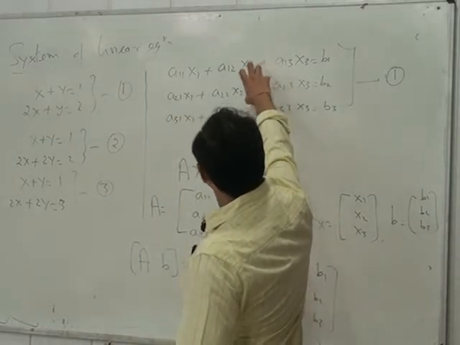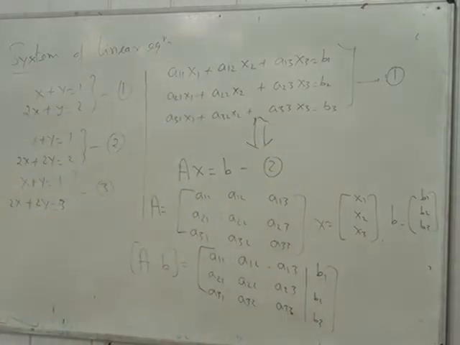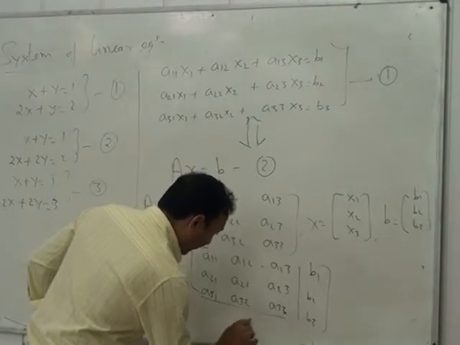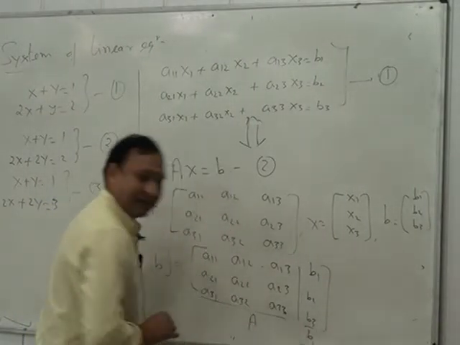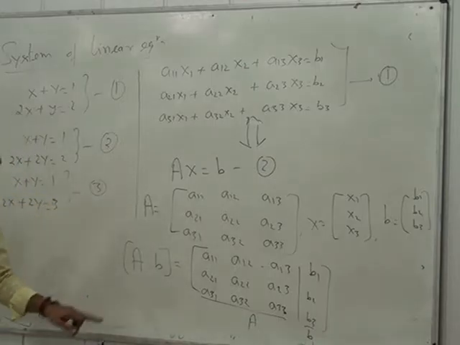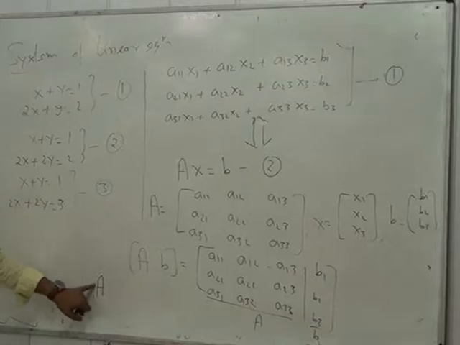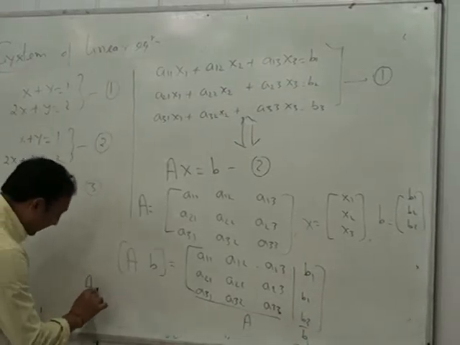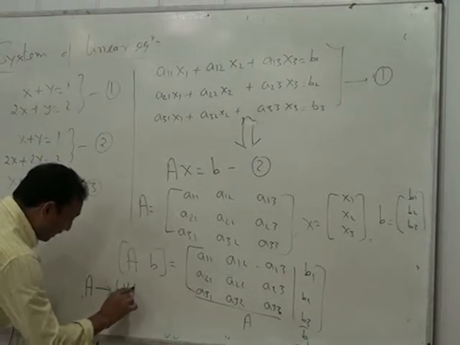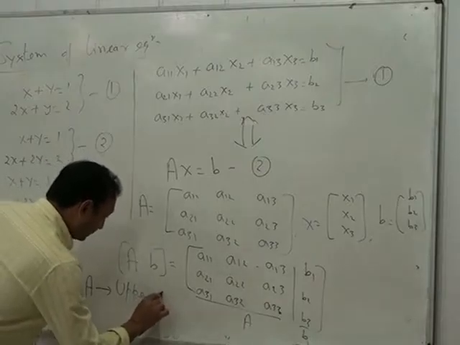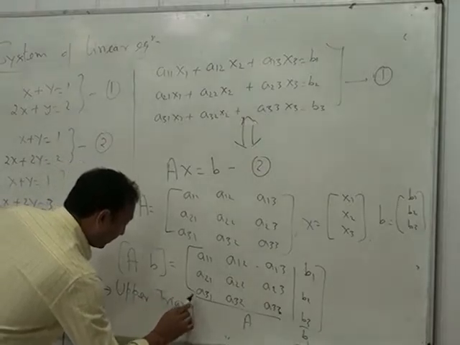So how do you solve this system of equations? Okay. Your idea is, this is my A and this is my B, correct? What I will do is transform this A to an upper triangular matrix. Upper triangular matrix.